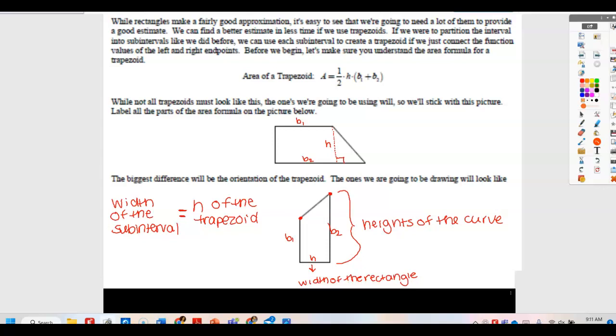So the width of each subinterval or rectangle width is the height. What we identify as the height of the trapezoid is the width, or the dx or delta x in our formula. The delta x or the h, if they are evenly spaced, is the same formula as for Riemann sums.